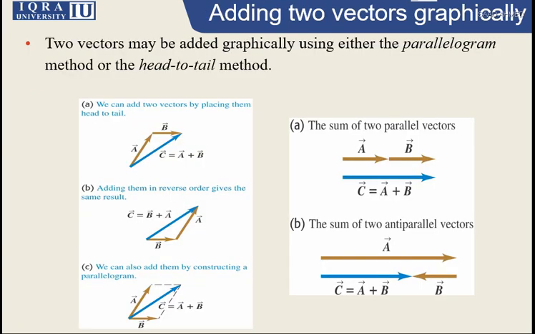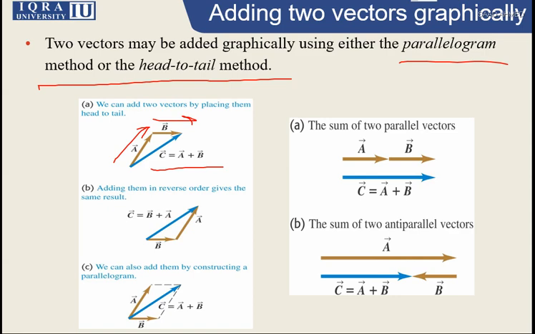Two vectors may be added graphically using either the parallelogram method or the head to tail method. There are two methods of adding vectors. We can add two vectors by placing them head to tail. You can see here that vector A is in this direction and vector B is in this direction. So vector C, the resultant, which is shown in blue here, is C equals A plus B.